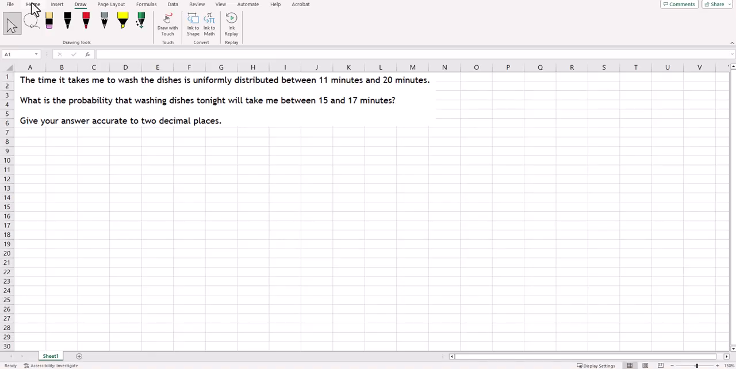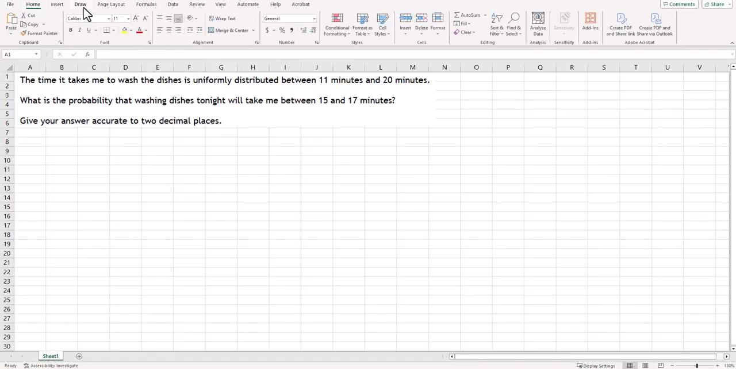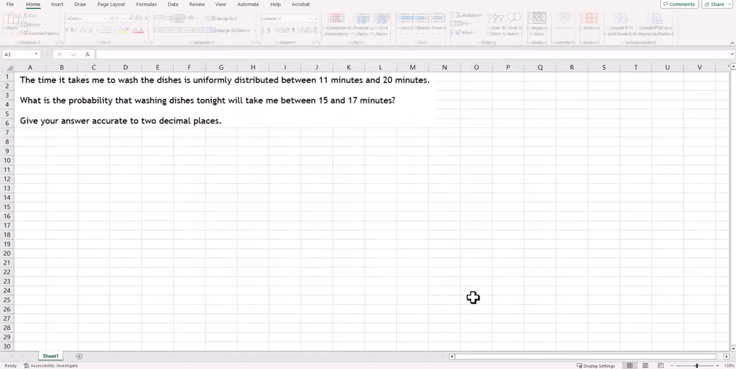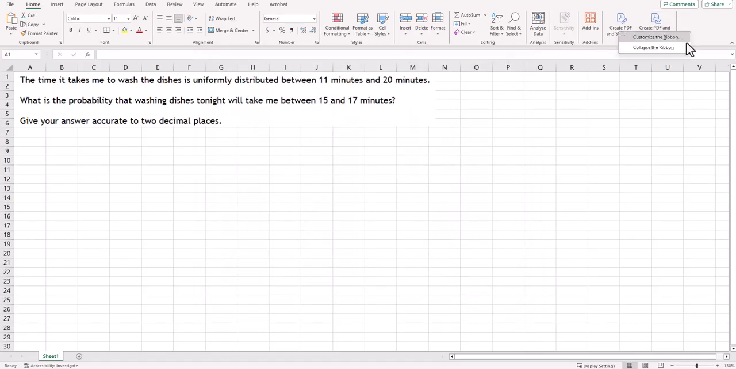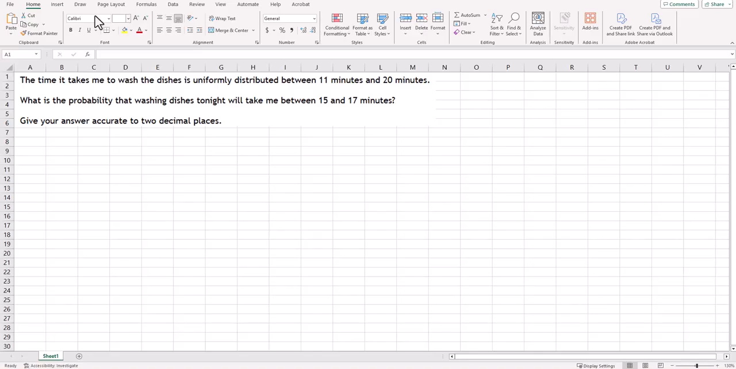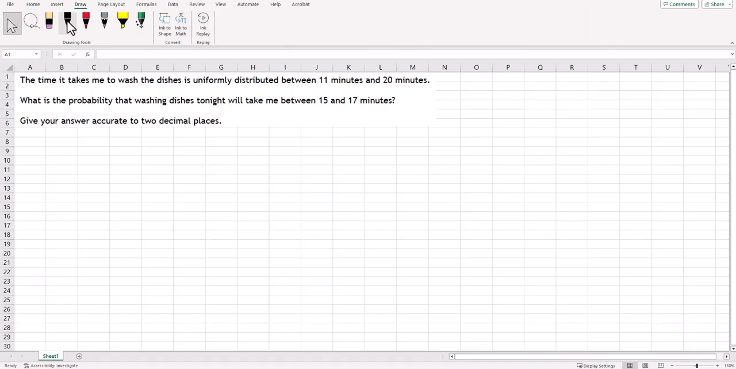I'm going to ask you to draw here. So if I go to this home thing, if you don't have the draw here, you'll just go to the ribbon. This is the way I do it anyway, and you might have to click this. If I do this, the draw will be gone. If I do it again, I can bring it back. So customize ribbon, add the draw you want there. You want to be able to draw. Now hopefully it works for me. So I want to draw here, and I've got a little stylus. I'm not going to be super picky about the drawing, so if you just need to draw with the mouse, it's okay. But the time it takes me to wash the dishes is uniformly distributed between 11 and 20 minutes.